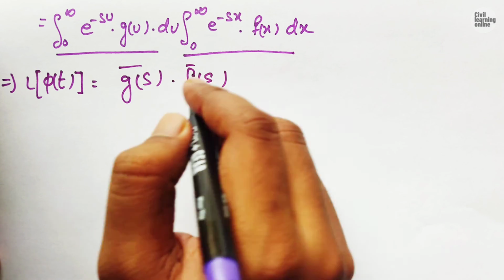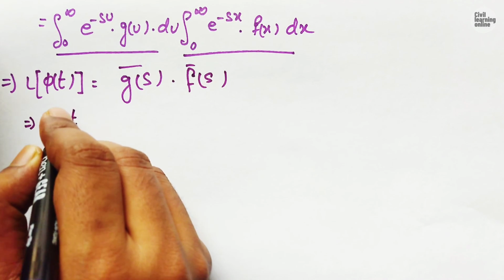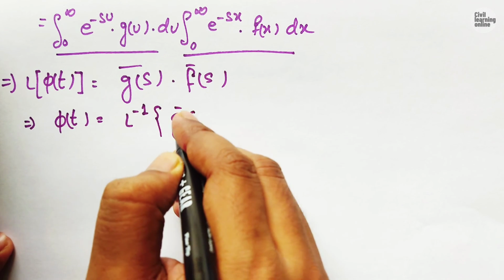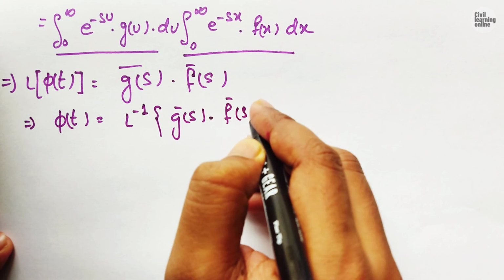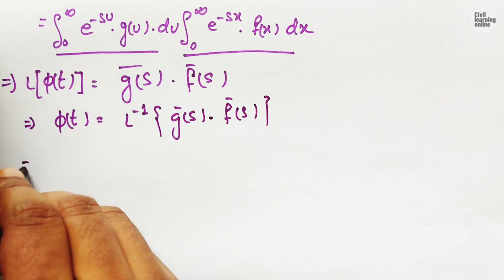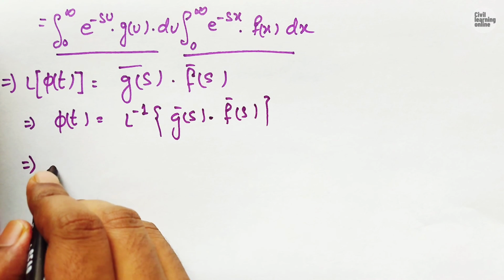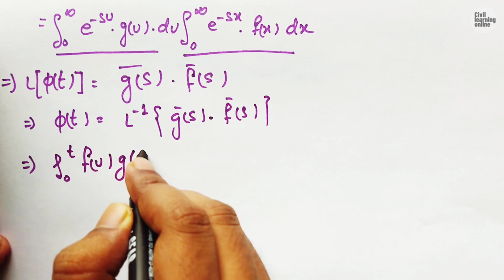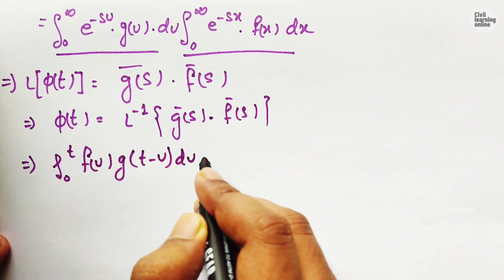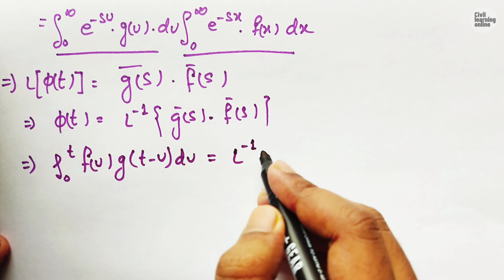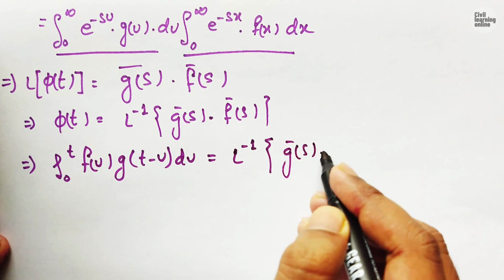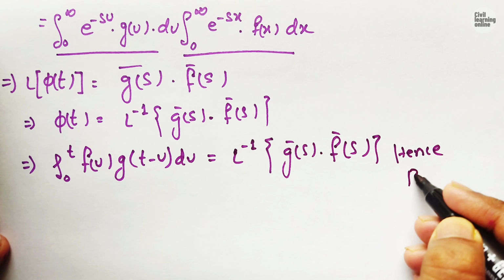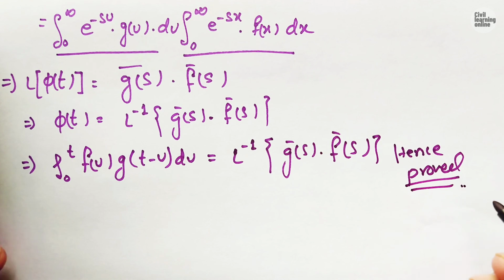This was as per the definition, or we can again rewrite it as phi t equals inverse Laplace transformation of g s times f s. So we can say that integration of 0 to t f u g of t minus u du equals inverse Laplace transformation of g s times f s, hence proved. I hope you understood this derivation.